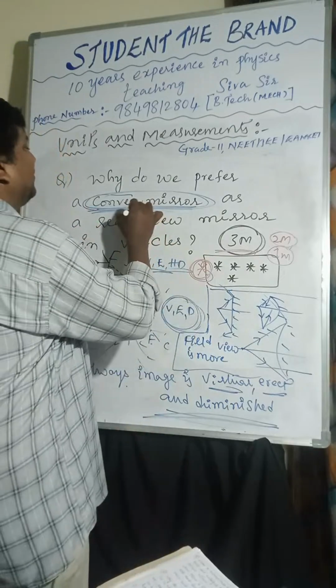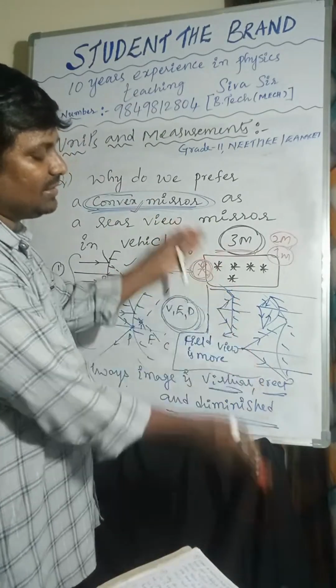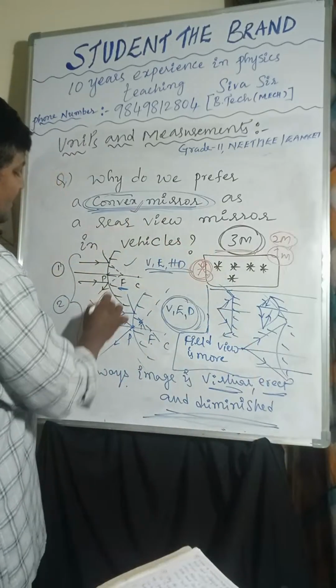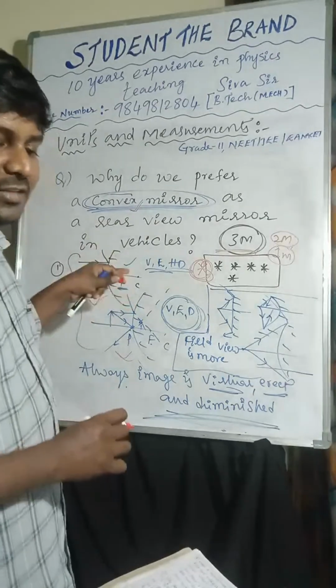Actually, the convex mirror is a diverging mirror because whenever light rays are incident on it, the light rays move away from it. You can see this in the diagram. That's why I drew the diagrams for the two image formations.